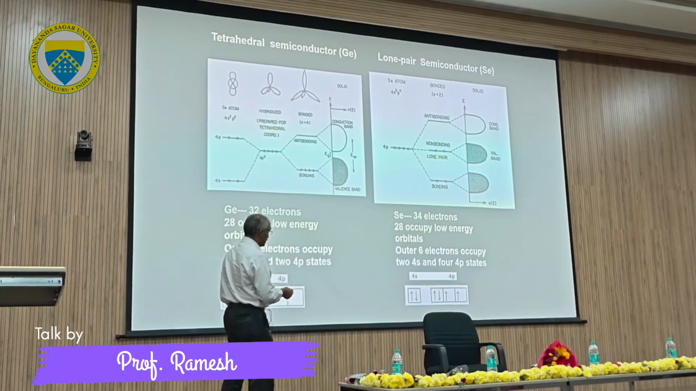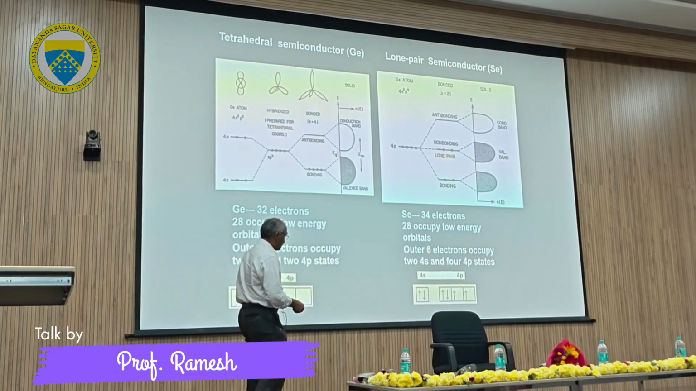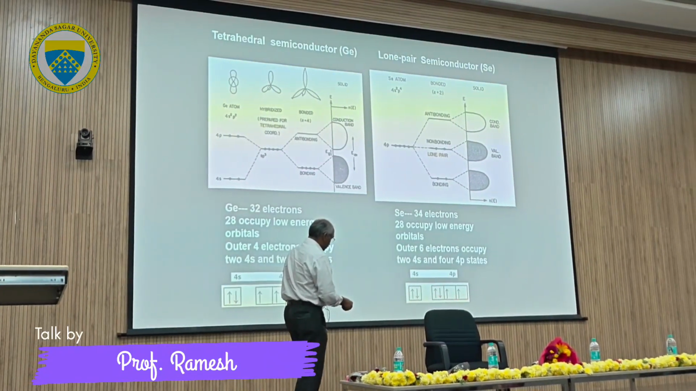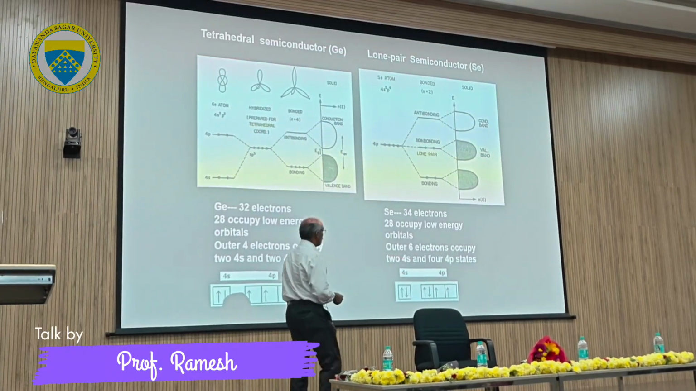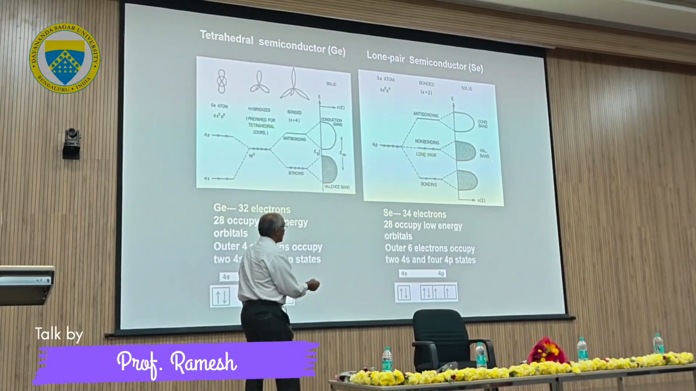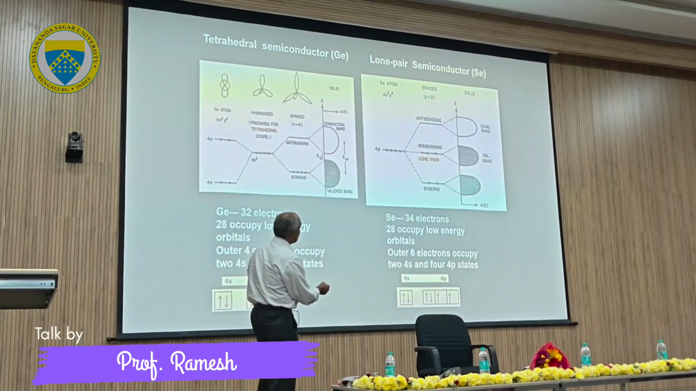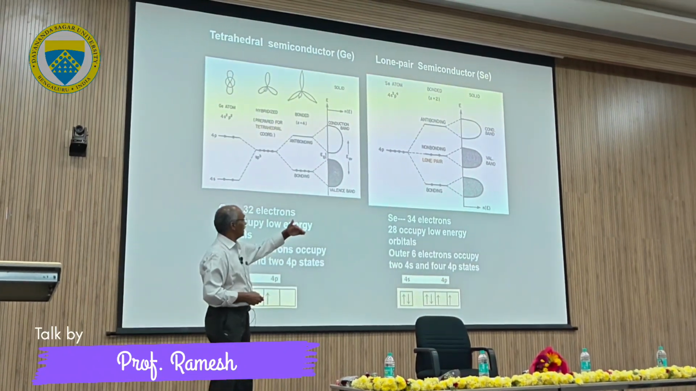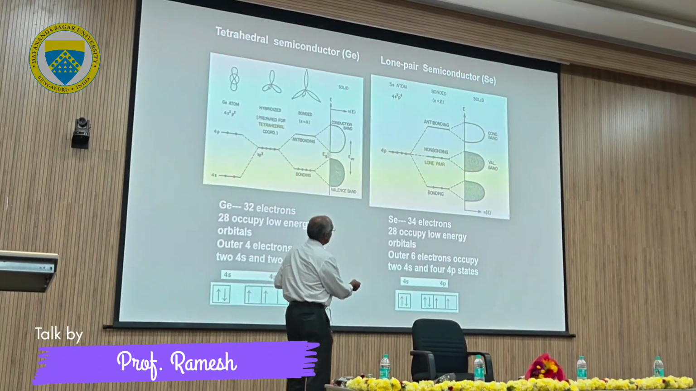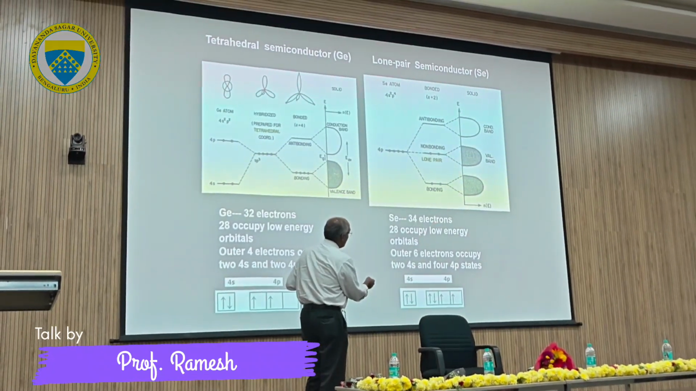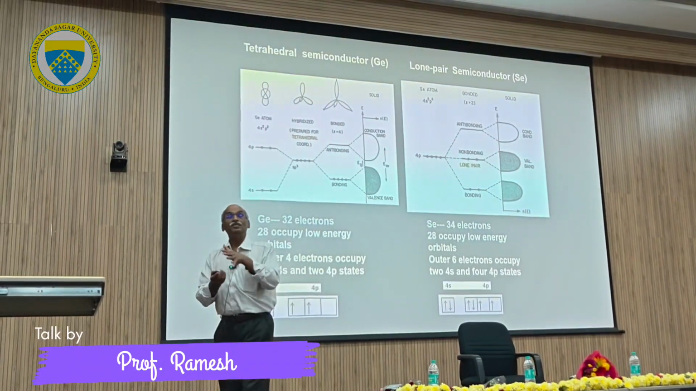For example, if you take selenium, which is group 6, you have 34 electrons, 28 of which occupy the low energy orbitals, and 6 electrons occupy the 4s and 4p, with 2 paired and 2 unpaired. Two of them form a bonding band and 2 of them form a lone pair. The lone pair, which is at slightly higher energy, forms the valence band, whereas the bonding band forms a low energy state. The lone pair will not participate in bonding, actually.